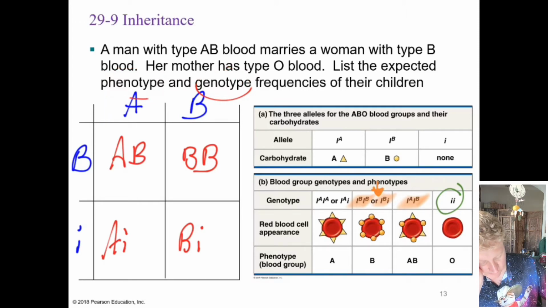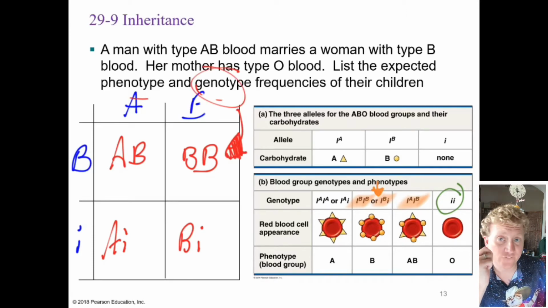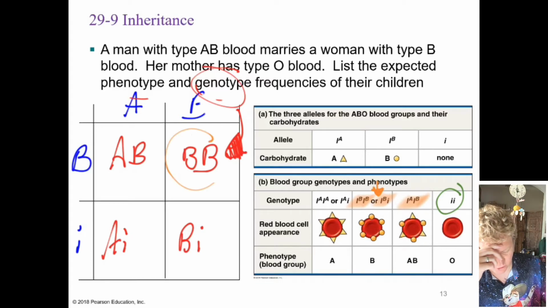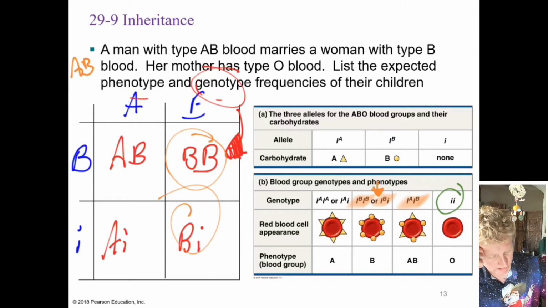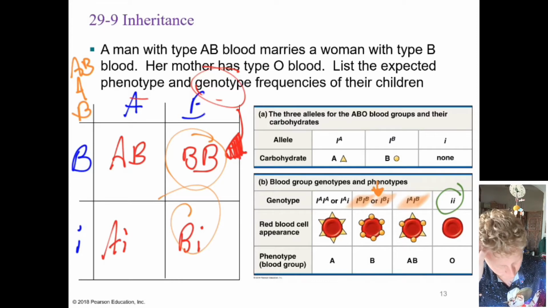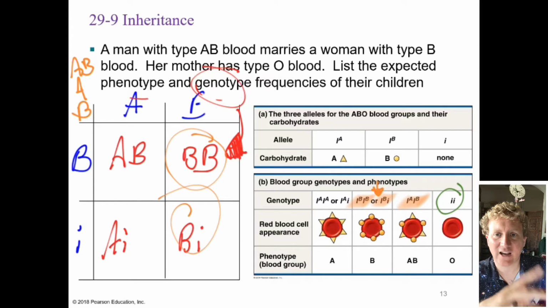Okay, so my genotype frequencies are what you see here. My phenotype frequencies, because if I look at this, those are the same phenotypes. They're both blood type B. So my phenotypes are going to be AB, A, and B. No O's, because both parents have to have an i allele in order for them to be a type O parent, a type O kid.